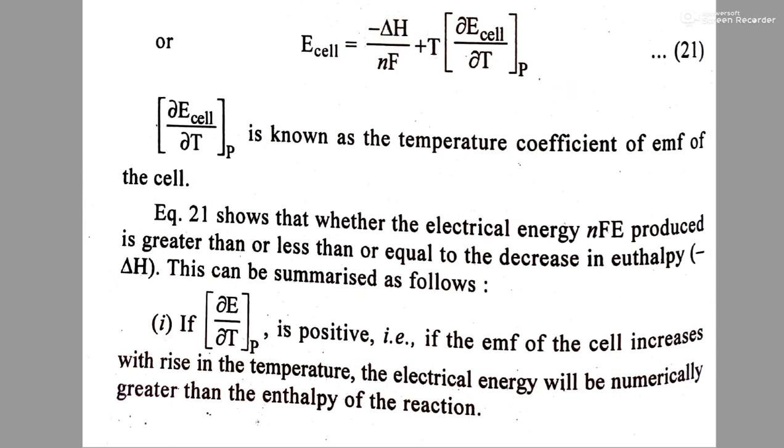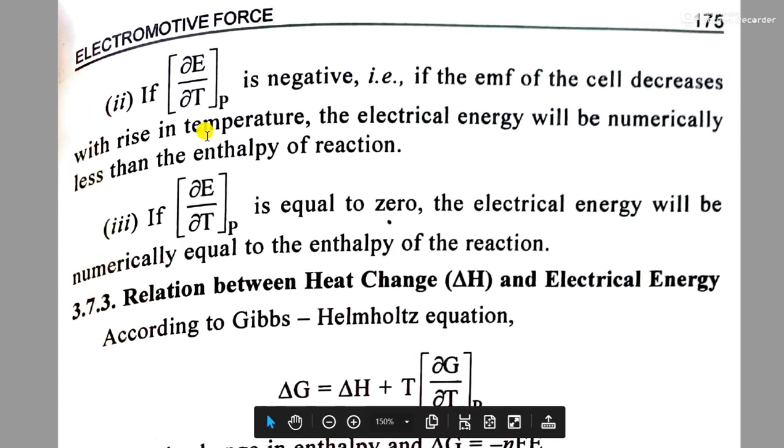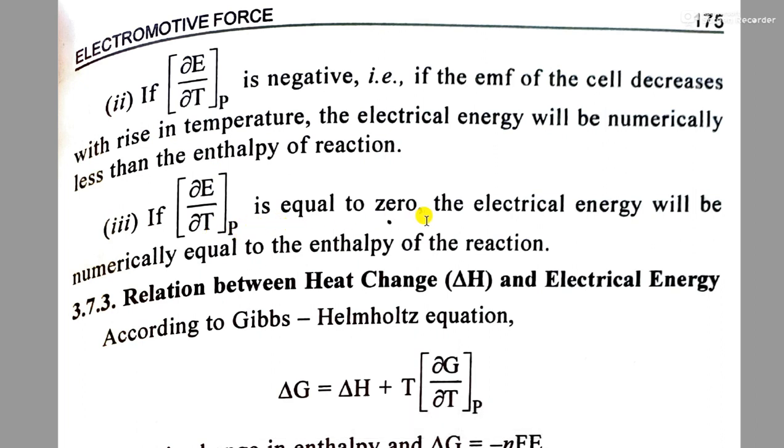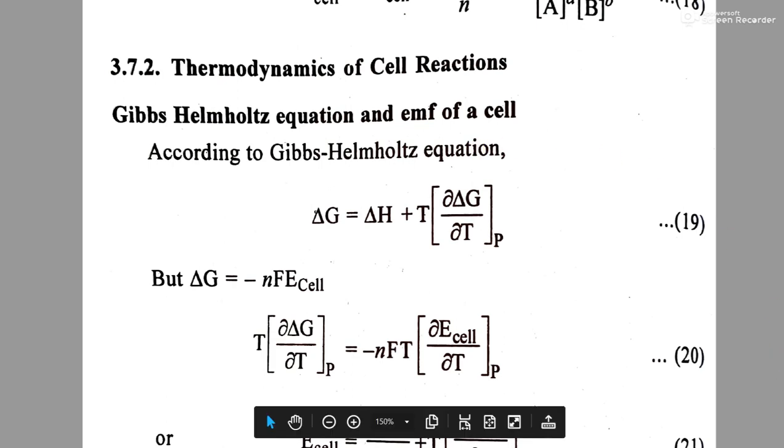Okay. Again, there is a third condition, that is dou E by dou T at constant pressure is equal to 0. So this means that the electrical energy will be numerically equal to the enthalpy of the reaction. So this is a relationship between the Gibbs-Helmholtz equation and the EMF of the cell.